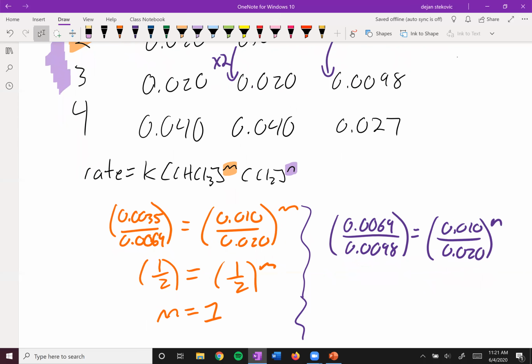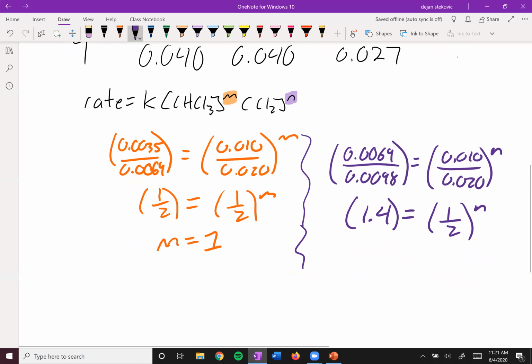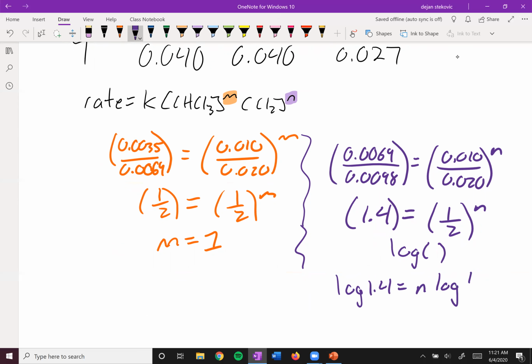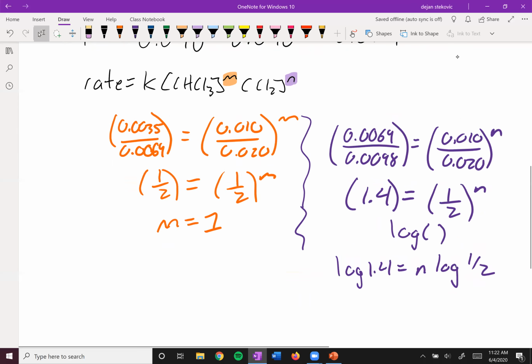And then if you want to type that into your calculator, you get 1.4 over here, which is a little funky. And then you get 1/2 to the n. This one you cannot do in your head. You have to do the long way. So we're going to take the log of both sides. And then we're going to put this n out in front because we are allowed to do that. And then we divide both sides by log of 1/2.